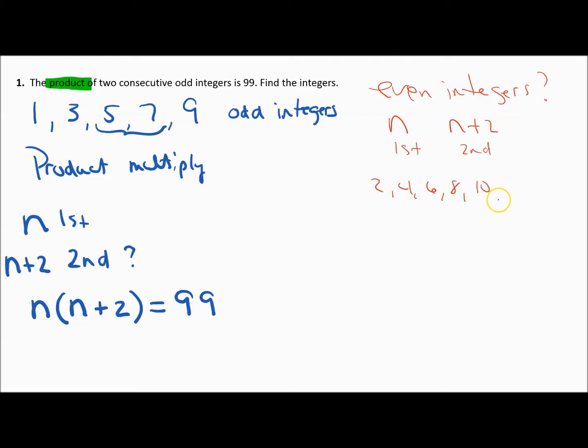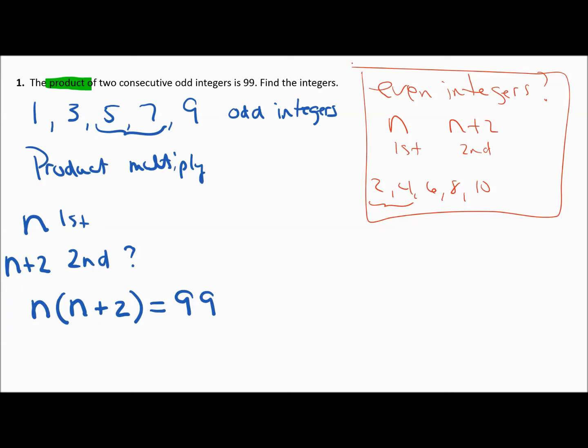Okay? Then how far apart are these? If the first one's 2, then I would add 2 to get to the next one. Or if the first one's 8, I would add 2 to get to the next one. So consecutive even integers and consecutive odd integers actually are the same formula. So it would be n times n plus 2. Whereas just consecutive integers, if it didn't say odd or even, would be n times n plus 1.